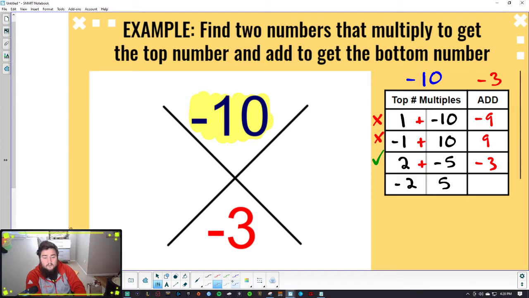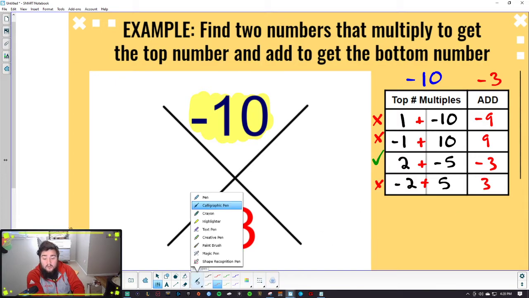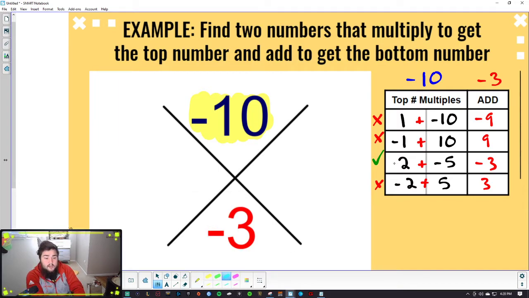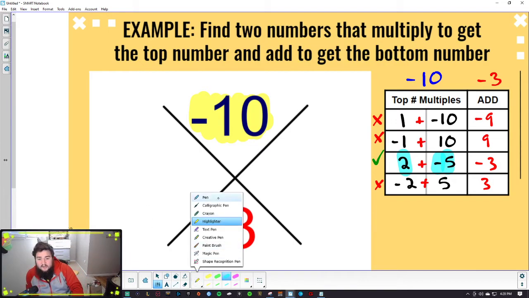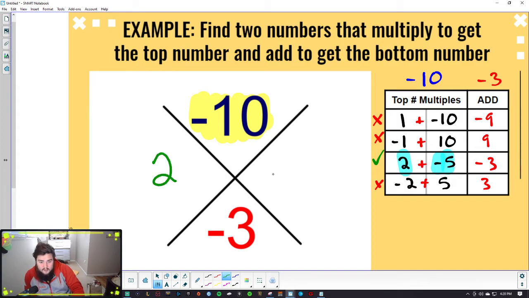And just because we can, let's do the last one. -2 plus 5 gives us +3. So our only one that works, and you'll only ever have one that works, is right here: 2 and -5. Those are our winner chicken dinners. So we got 2 and -5.